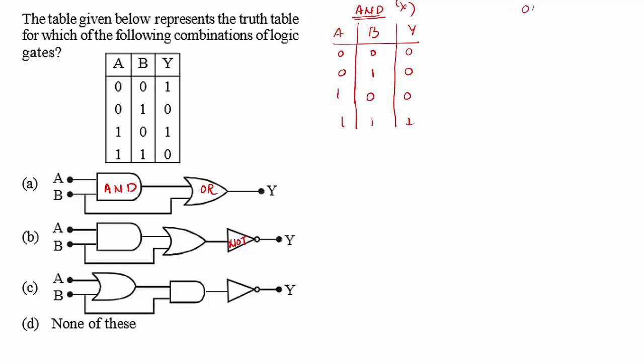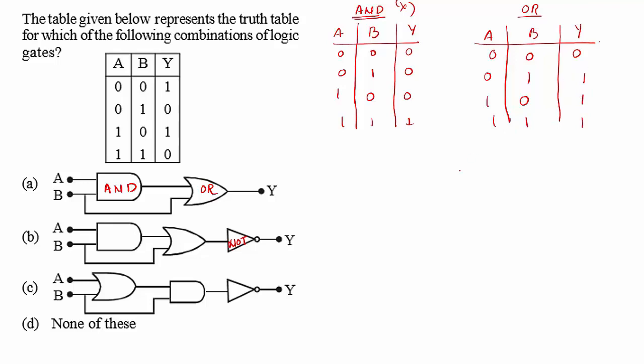Now come to the OR gate. OR means any one value we have to consider. Input values A, B and the resultant, that is the output value, Y: 0 0, 0 1, 1 0, 1 1. These are the input values. In OR gate, if any one is on, we should write on. That means for 0 0, the answer is 0. For 0 1, 1 is present, so we write 1. For 1 0, 1 is on, so we write 1. For 1 1, both are on, so we write 1. So this is the truth table for OR gate.